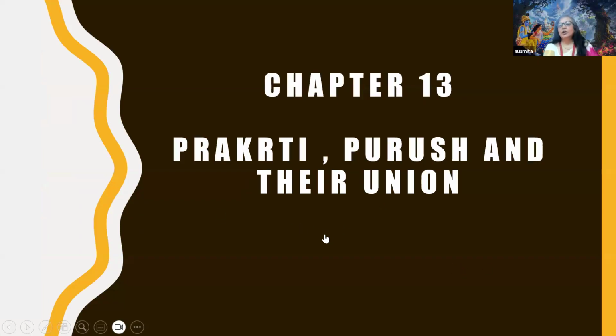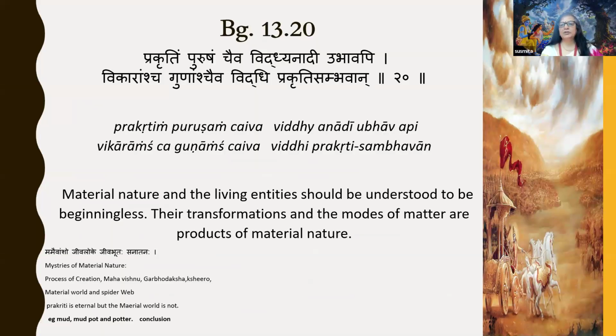And then the next section, which we covered last class, is about Prakriti, Purush, and their union. So here we will take three shloks from this section that we did. Krishna explained in the 20th shlok, Prakritim Purusham Chaiva, Viddhyanadi Ubhavapi, Vikaranscha Gunanschaiva, Viddhi Prakriti Sambhavan. He already explained the first four parts: what is Kshetra, what is Kshetragya, what is Gyan, and what is Gyeyam. Now Krishna is explaining, in the last class that we covered, what is Prakriti and what is Purush. So Prakriti is material nature.